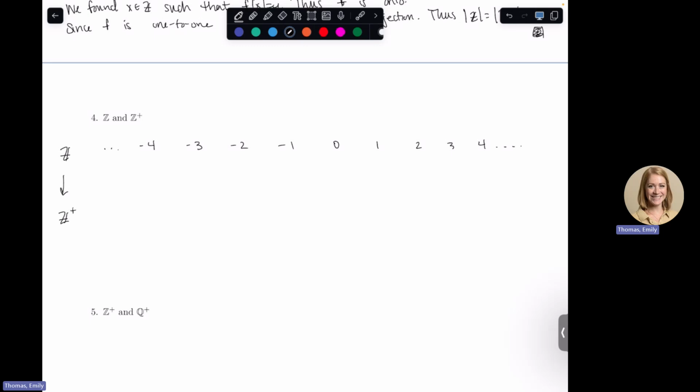I am going to map positive things to even numbers and negative things to odd numbers. Or non-positive. So I'm going to map 1 to 2, 2 to 4, 3 to 6, 4 to 8, and so on. And then I'm going to go from 0 to 1, -1 to 3, -2 to 5.